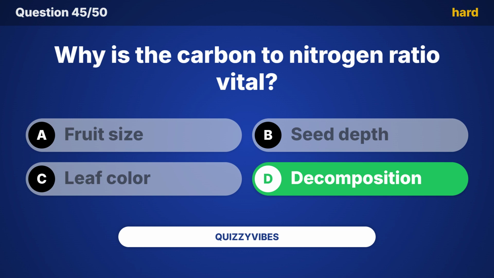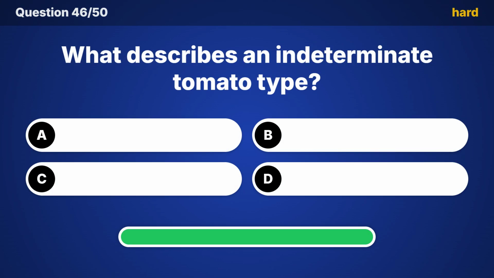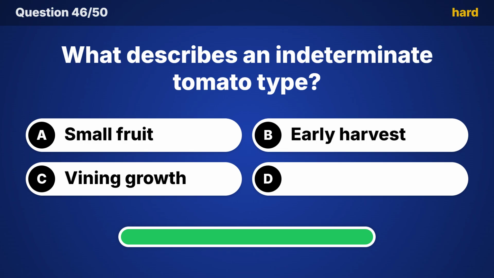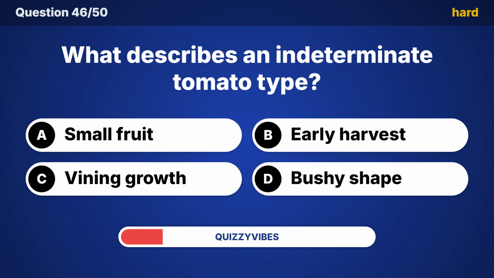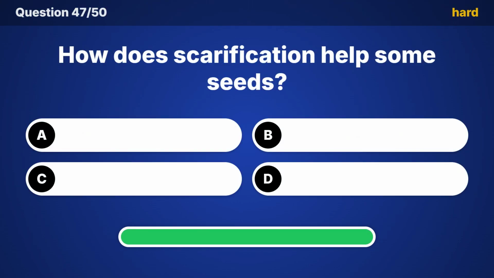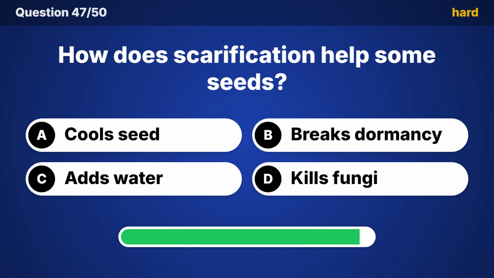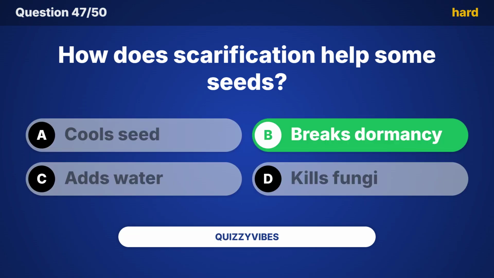The answer is decomposition. What describes an indeterminate tomato type? Answer, vining growth. How does scarification help some seeds? The correct choice is breaks dormancy.